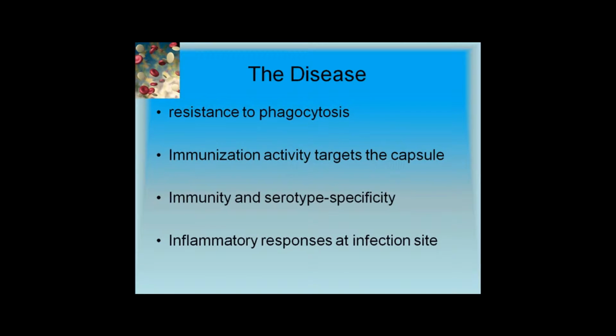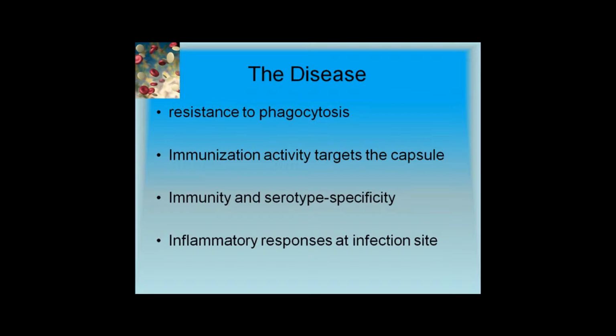Because of this capsule which surrounds the bacteria, which is actually pretty big, Streptococcus pneumoniae exhibits resistance to phagocytosis. Therefore, the immune system cannot easily engulf the bacteria and deal with it. Immunization activity actually targets the capsule, and we're going to see that a little bit later.